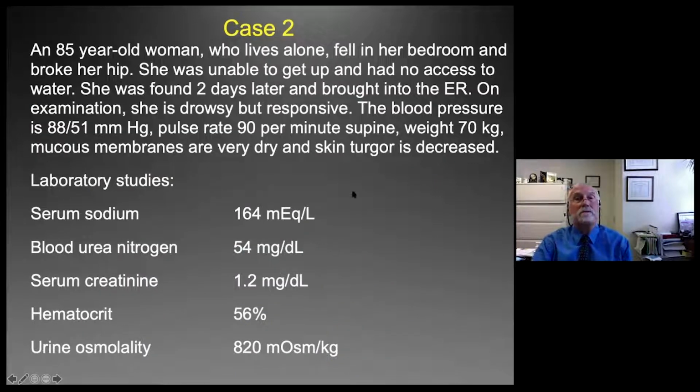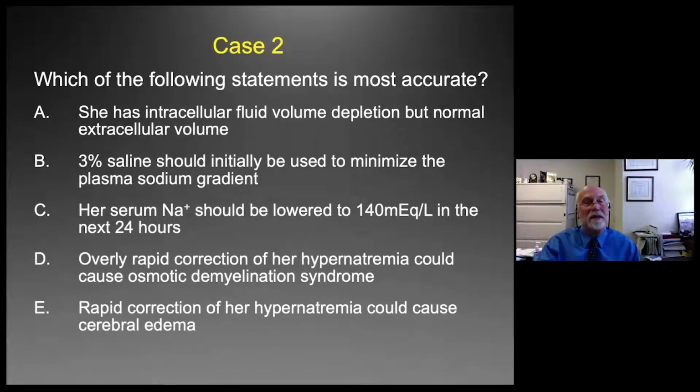All right, let's move on to case 2. As I mentioned, this first series of cases are all focused on electrolyte disorders and are more involved than some of the subsequent cases. So in this elderly woman who's found after 2 days of being unresponsive after a fall and has hypernatremia and a high urine osmolality, a variety of things could be going on. So which of the following statements is most accurate?